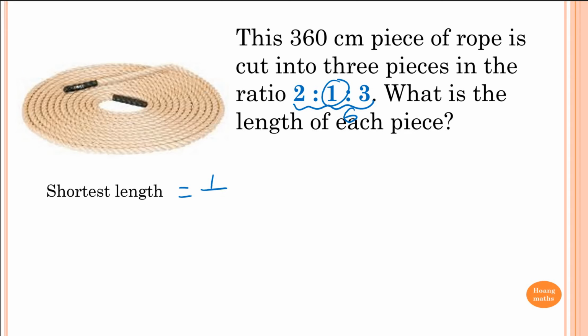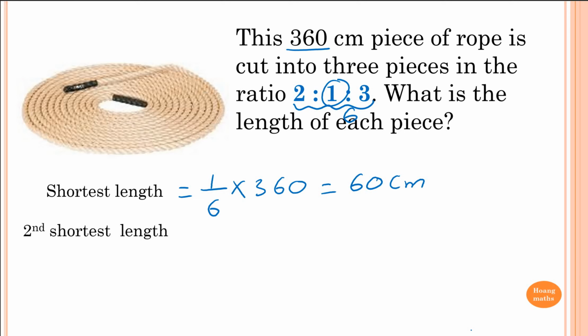So 1 out of 6 times 360 centimeters. So 36 divided by 6 is 6, so the answer is 60 centimeters. That is the shortest length. Now the second shortest length is this one here, which is 2 out of 6 times 360. In other words, you just double the first one, or you calculate or simplify, whatever you like. So that gives me 120 centimeters.